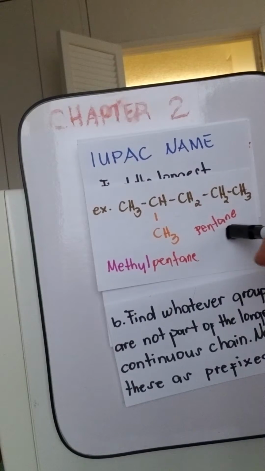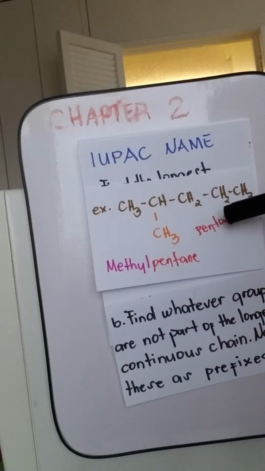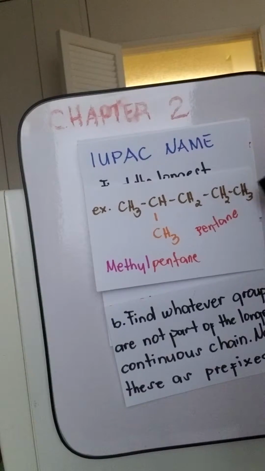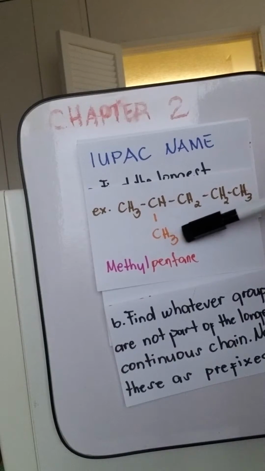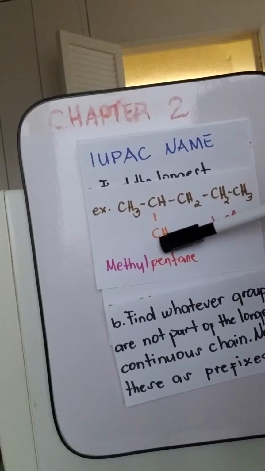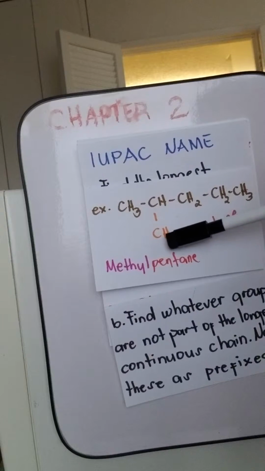Then after that, you are going to check whether there is a group that is attached to your parent chain or the structure. Yes, in this case we have 1. And what is it? It is the CH3. What is the name for CH3? Only 1 carbon atom. What is the prefix? It is meth.